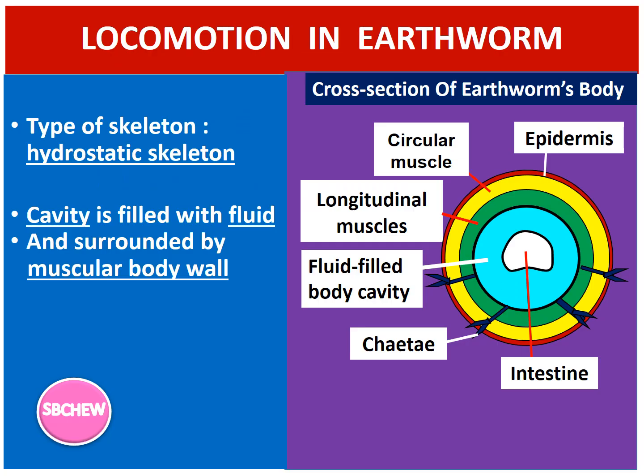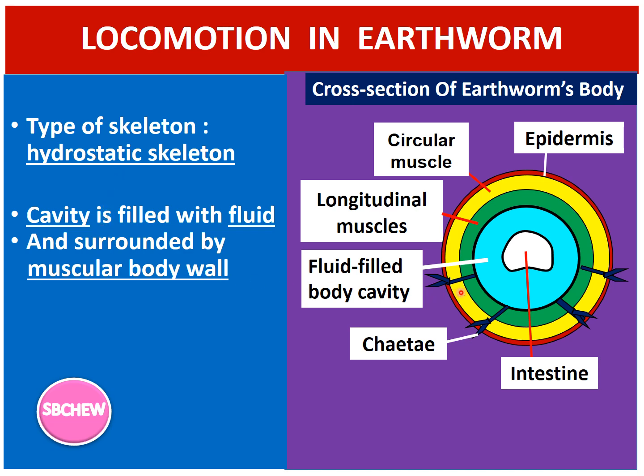We have already studied locomotion in man, and now we will continue with locomotion in the humble earthworm. The earthworm has a hydrostatic skeleton, meaning a skeleton that consists of fluid in a cavity, and the cavity is surrounded by a muscular body wall. So hydro means water, static means it doesn't move. But actually there is some movement in the fluid when the muscles contract.